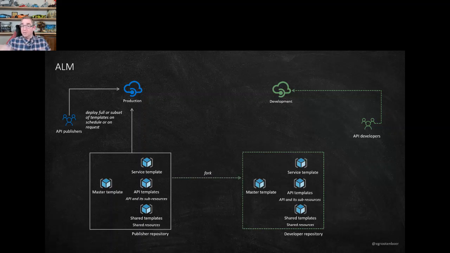Now, when the API developers are creating a new API or are updating an API, what they will do is just fork this repository. So they have now their own developer repository with all these templates. And then they use these templates to deploy this either manually or most often as part of their CI/CD pipelines. So in this case, they will probably use the master template, deploy that entire instance with all the APIs, and then start making their changes, creating new operations, creating new APIs, whatever they want to do.